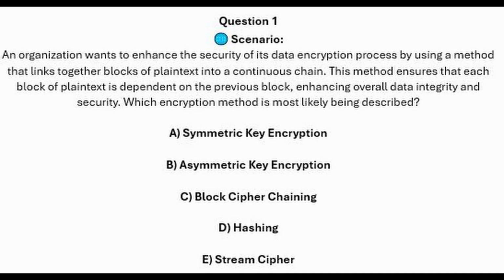And let's begin the exam with our first question. Question number 1 states, an organization wants to enhance the security of its data encryption process by using a method that links together blocks of plain text into a continuous chain. This method ensures that each block of plain text is dependent on the previous block, enhancing overall data integrity and security. Which encryption method is most likely being described?